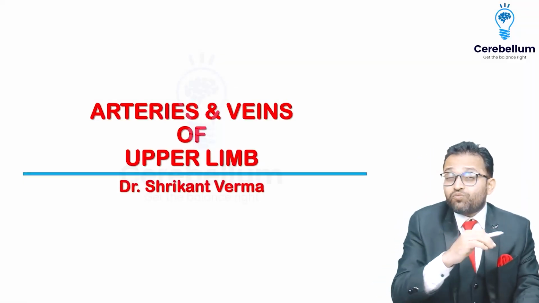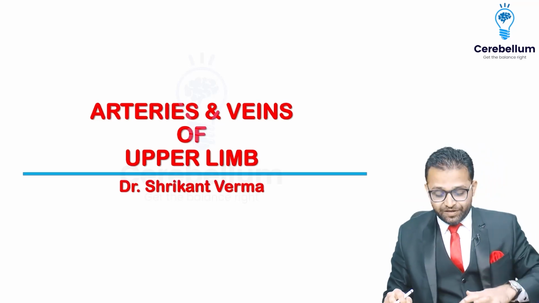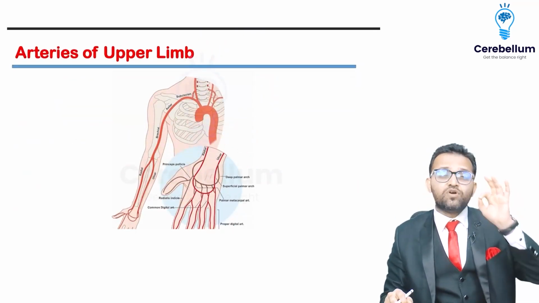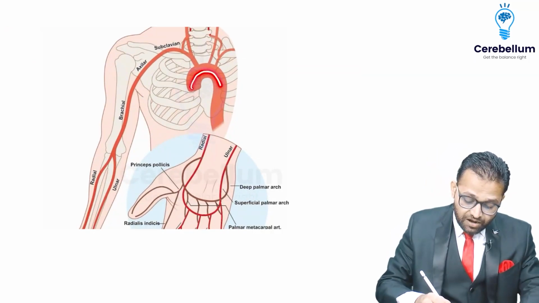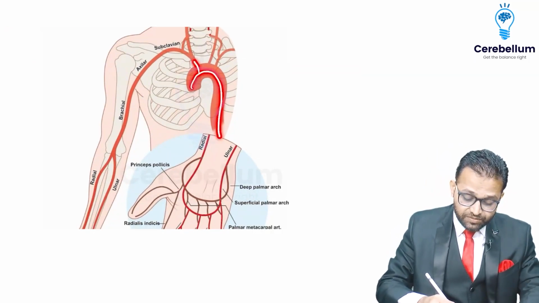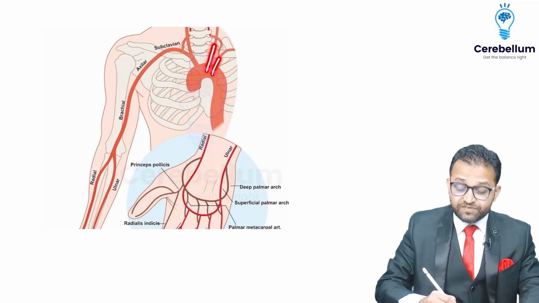So now we are going to move to the next topic, that is the arteries, veins and then nerves of the upper limb. This is one simple diagram for quick revision. You can see our arch of aorta, which is giving rise to the right brachiocephalic artery, which divides into the right subclavian and right common carotid artery. This is the left common carotid and this is the left subclavian artery.